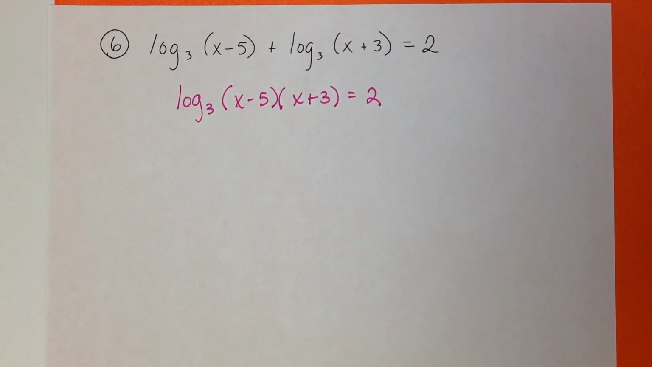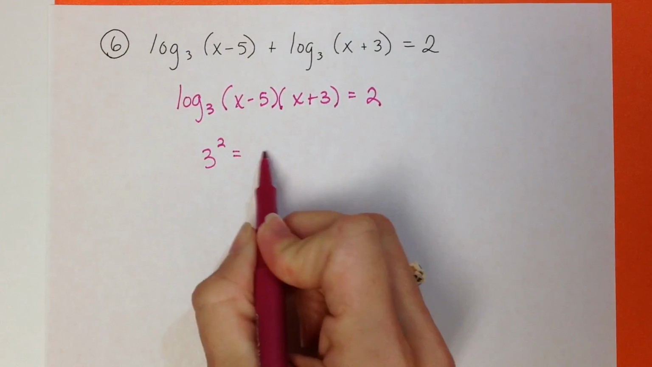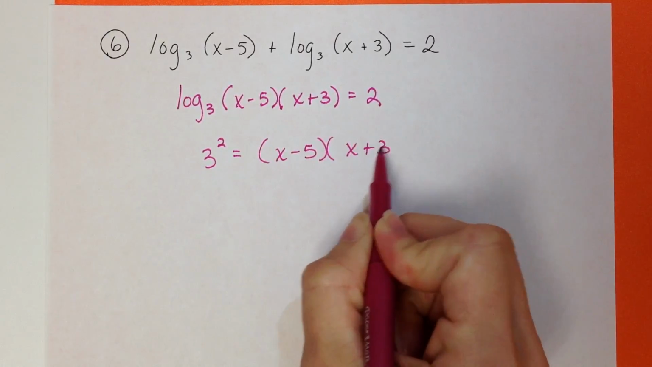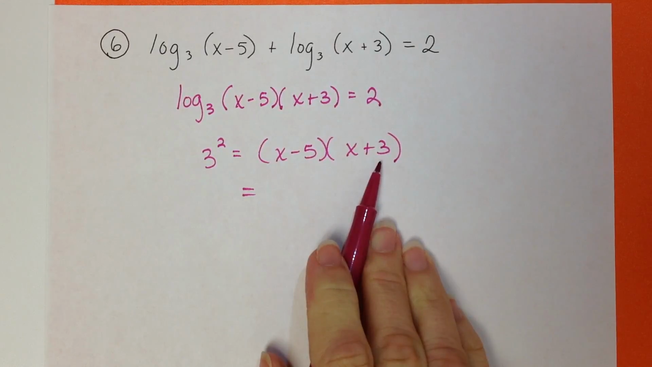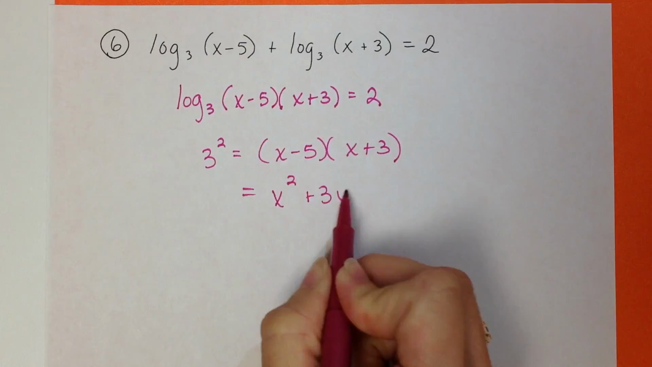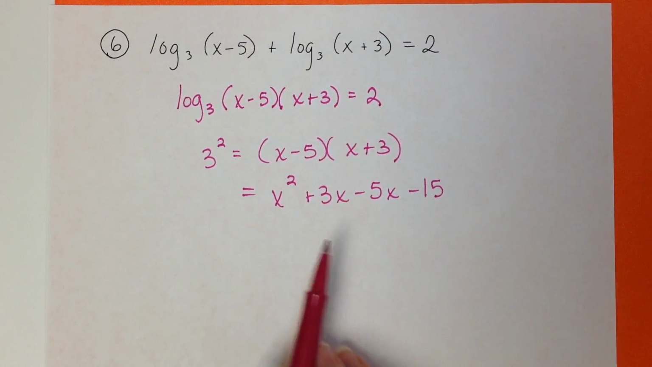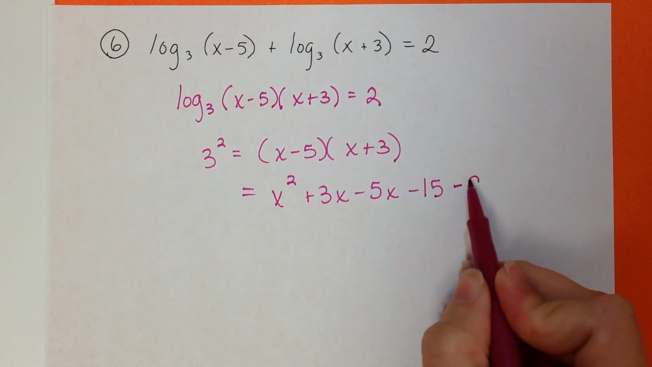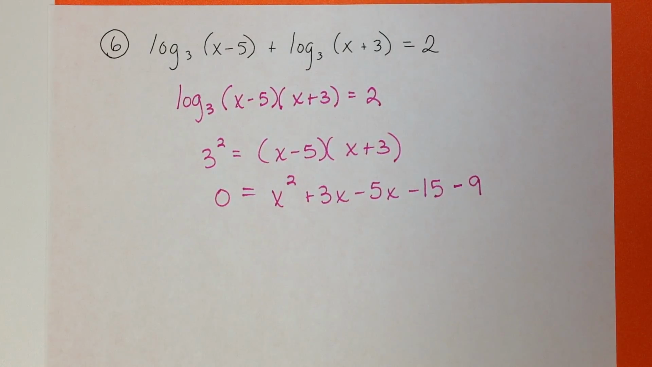Okay, changing this over to exponential form, I would have 3 to the second power is equal to x minus 5 times x plus 3. You will want to FOIL this out, so we'll end up with x squared plus 3x minus 5x minus 15. And again, of course we know this is 9. I'm going to go ahead and bring it over here and subtract it because we do have a quadratic that we'll want to set equal to 0.